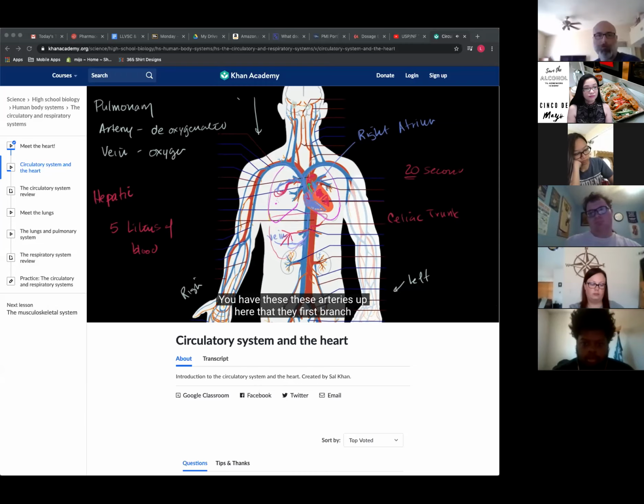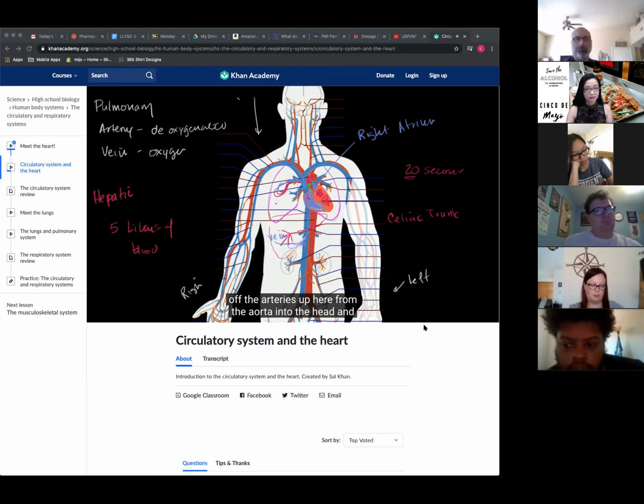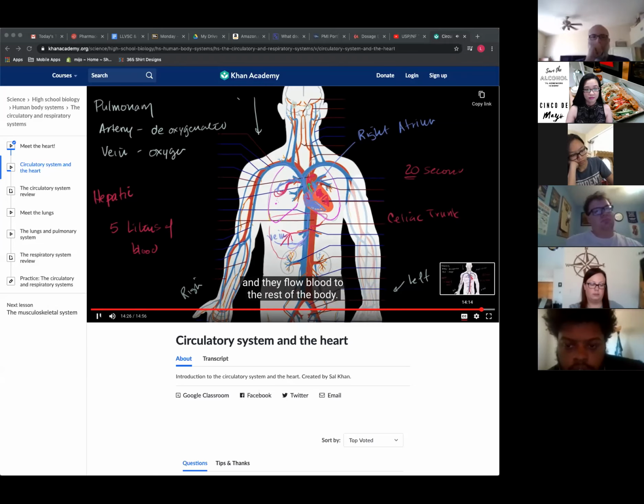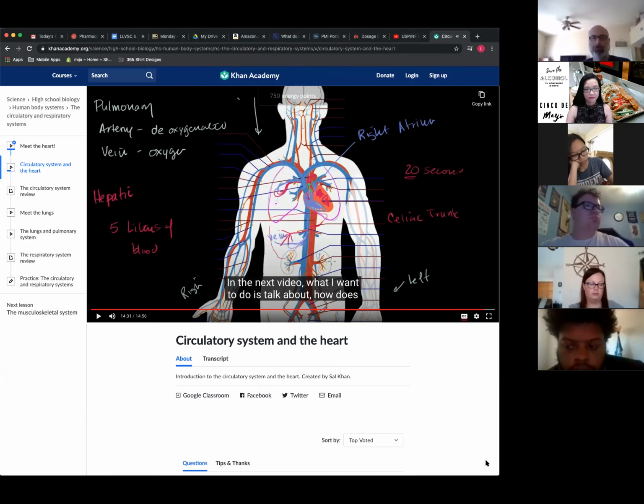I've never timed it myself, but it's an interesting thing to look at and to think about what's connected to what. You have these arteries up here that first branch off from the aorta into the head and the neck and the arm arteries, and then later they go down and flow blood to the rest of the body. So anyway, this is a pretty interesting idea. In the next video, what I want to do is talk about how.